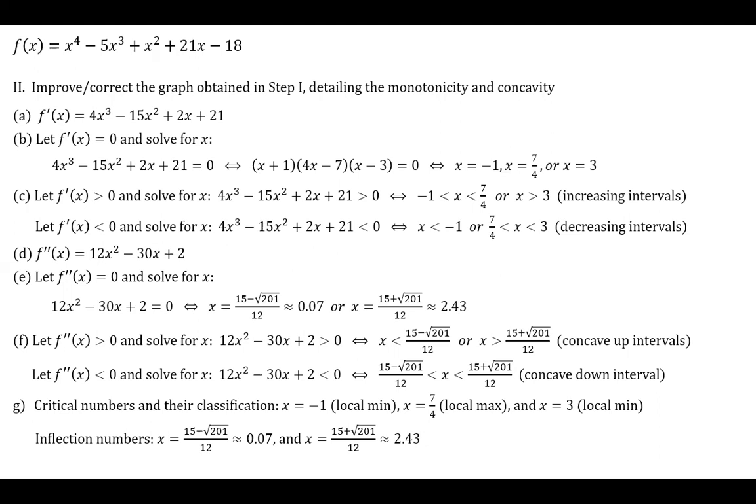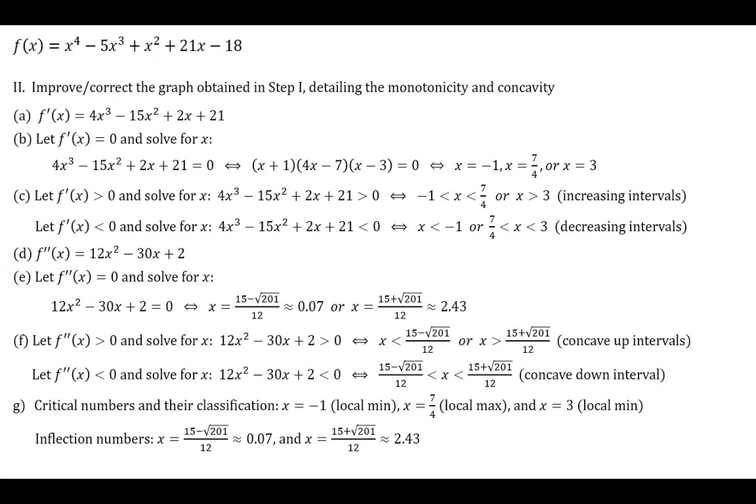Then we can let the second derivative be less than 0 and find that x is between (15 minus square root of 201) over 12 and (15 plus square root of 201) over 12. This interval is concave down.